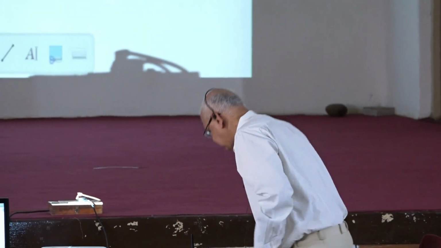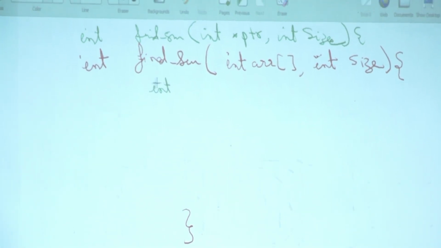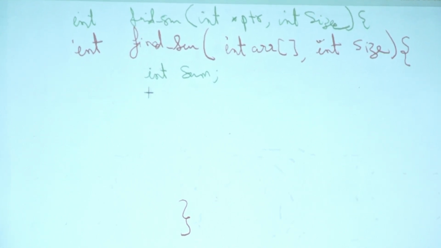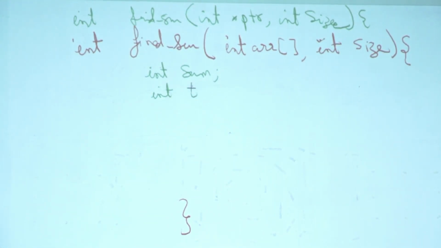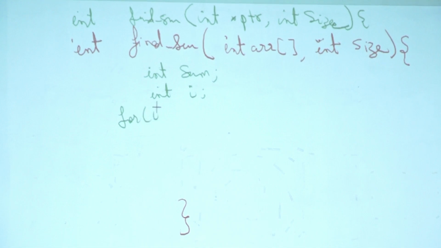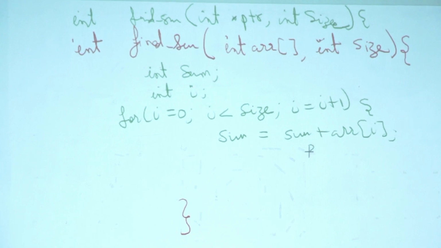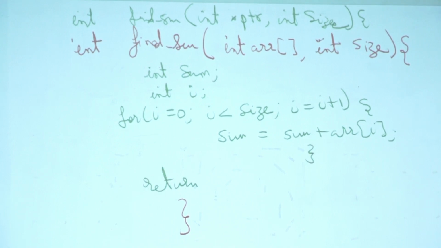Okay, so very quickly, let's capture the body and then we'll move on. We declare a variable, int sum. Then we declare an i, which we can use to iterate, just like we do in any main code. Then I write for i equal to 0, i less than... now I use this parameter, size... i is equal to i plus 1. Then I write sum is equal to sum plus arr of i, like you do, and then you say return sum. That's it, correct?